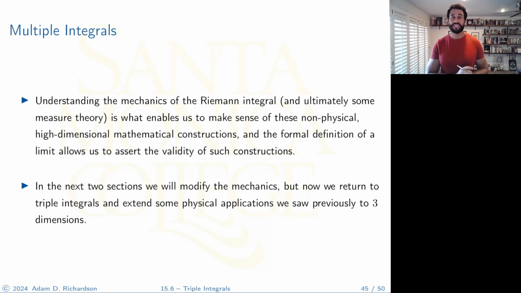So what's exciting for me is that in the next two sections, we're going to modify the mechanics of the Riemann integral again in two different ways. And then in the last section of this chapter, 15.9, we're going to see a general version of that modification. And you've actually seen it since Calc 1, but only in very specific particular ways. We'll generalize it in 15.9.